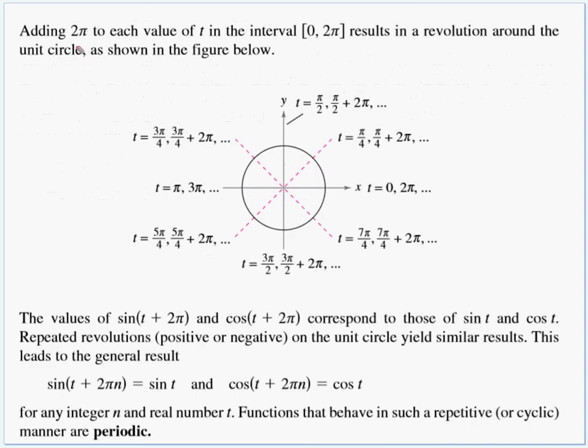And if we get a value and add 2 pi to it, we get right back to where we started. That's just another revolution around the circle. So it says the values of sine of t plus 2 pi and cos of t plus 2 pi are exactly the same as sine of t and cos of t, because adding that 2 pi just went around the circle again. We've landed back at the same point. Repeated revolutions yield similar results.